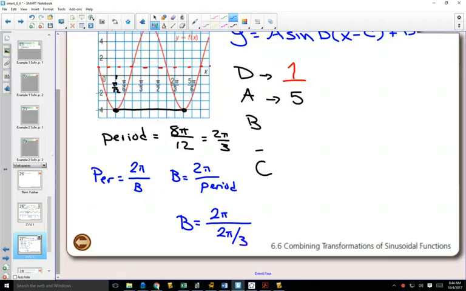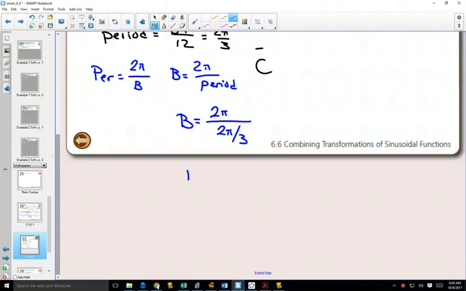How do we do this mathematically? Well, when you're dividing by a fraction, you multiply by the reciprocal. So your B value would equal 2 pi over 1 multiplied by the reciprocal, 3 over 2 pi. These nicely simplify out, and we find out that our B value would be 3.